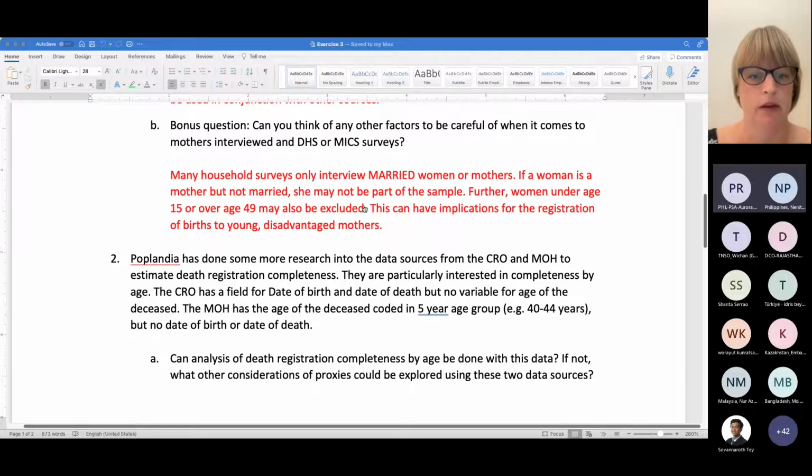Okay. So question number 2, Poplandia has done some more research. Now we're switching to death completeness, using deaths data sources from the Civil Registry and Ministry of Health to estimate completeness. They're particularly interested in completeness by age. The Civil Registry has a field for date of birth and date of death, but it does not have a variable for the age of the decedent. The Ministry of Health has the age of the deceased coded into 5-year age groups, for example, 40 to 44, but they don't collect data on date of birth or date of death.